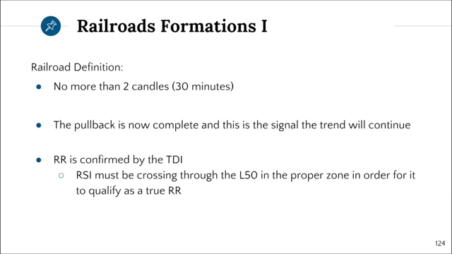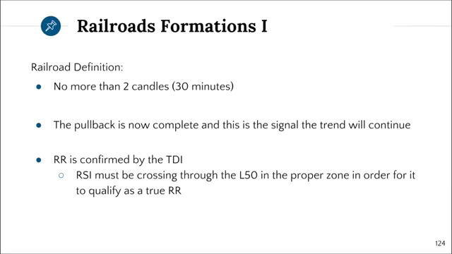So the railroad is going to be on the candles, but it will be confirmed for entry, and we're going to go into the entries in a little bit, by that TDI. If you look at a chart, you're going to see a bunch of railroads in every different direction. I'm looking at a chart on my other screen as I record this. There's tons of railroads if you define it simply as 2 candles, 30 minutes, the pullback is now complete. I could say here's a ton of railroads.